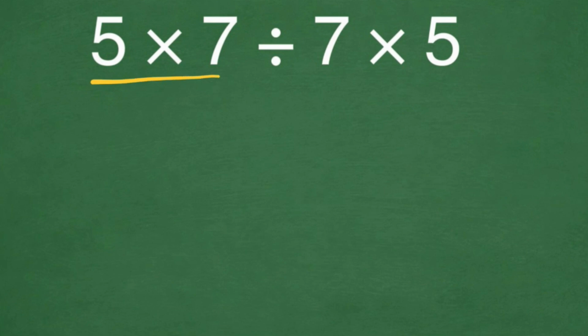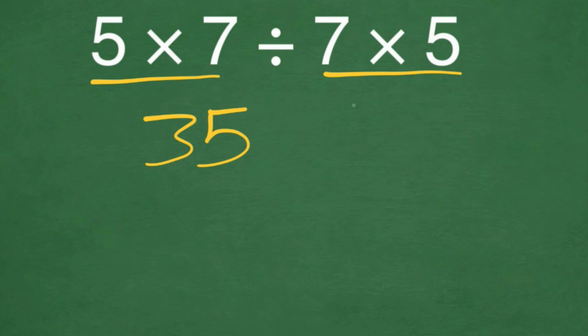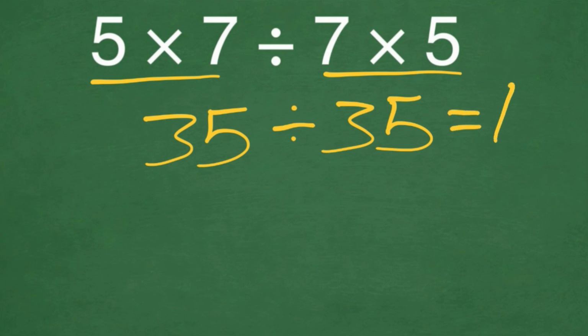5 times 7 gives us 35. And again, 7 times 5 gives us also 35. And 35 divided by 35 is equal to just 1.